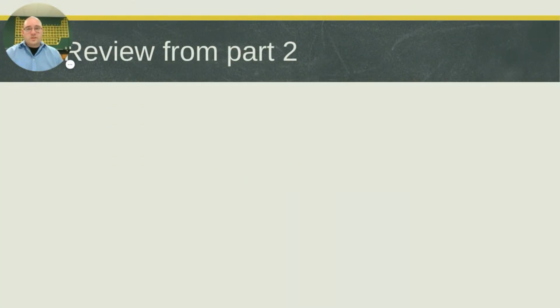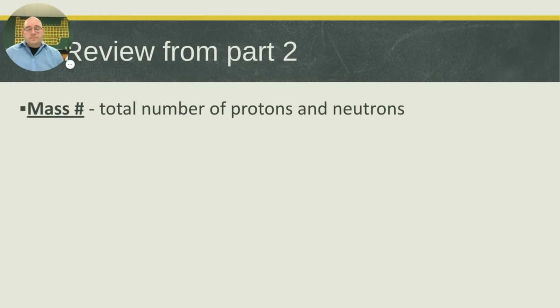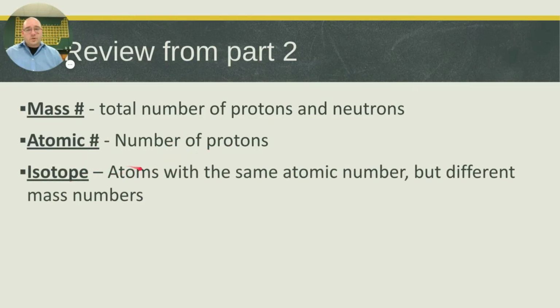So let's review some stuff that we talked about last time. The mass number is the number of protons plus the number of neutrons. Your atomic number is the number of protons. And an isotope is atoms of the same atomic number but different mass numbers. And isotopes are the reason why we're doing what we're doing.